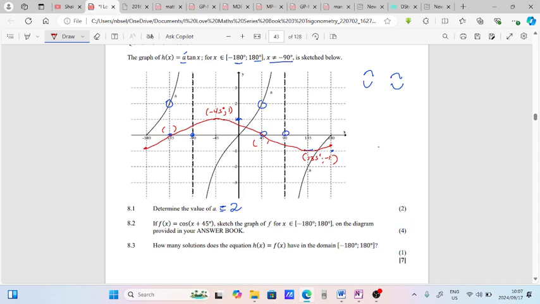How many solutions does the equation h of x equals f of x have in the domain of minus 180 degrees and that one? So h of x and that one. How many solutions do you see? There is this point here, once again, and there is this point here. So there are two solutions. So simply write two solutions.